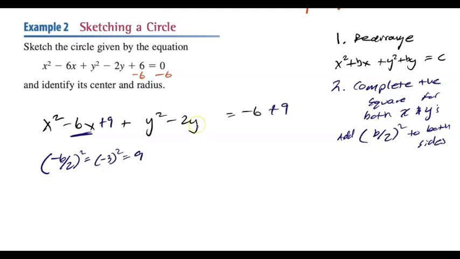We're going to do the same thing for the y's. There's my y. It's my b for my y. So -2 divided by 2 squared equals -1 squared, which is 1. So add 1 here and add 1 here. Once you complete the square, the general reason you complete the square is because you want to factor.